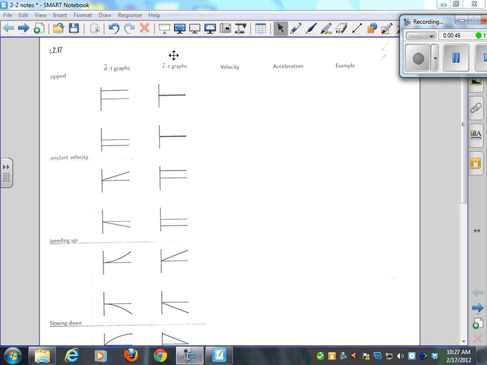So when the vt graph is flat right at 0, well then obviously your velocity is equal to 0, right? And because the vt graph is flat, that tells us the acceleration is also 0. And the example, we're going to be using track and field here. Track, I guess, only. The example is a person standing ready at the start line.